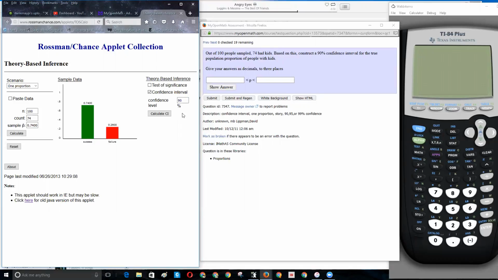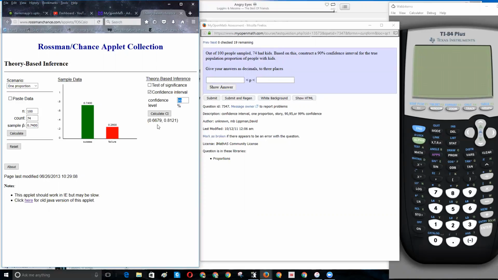So hopefully, what that means is we're going to go 1.645 standard deviations either side of that sample proportion, and that hopefully catches the population proportion, and we're 90% confident that it catches the population proportion, and so that means there's a 10% chance we missed it, and that does happen if you look at some other videos. So here's the confidence interval.